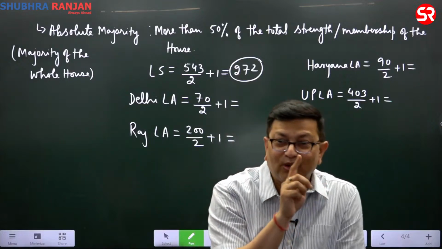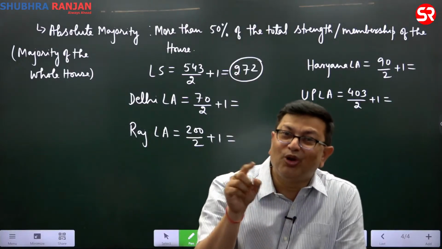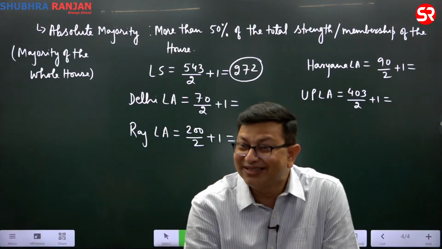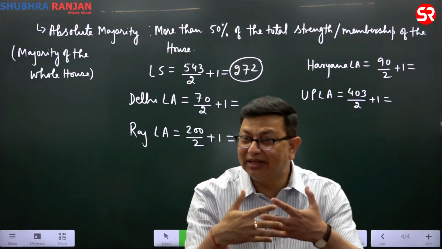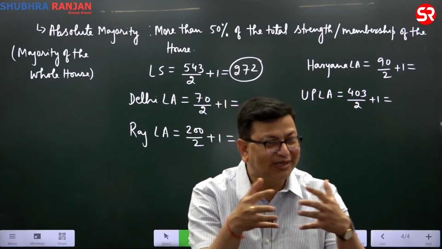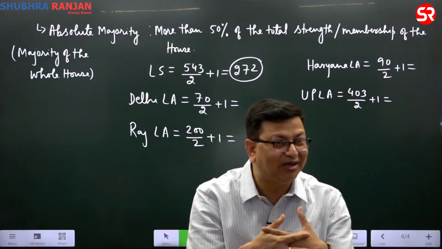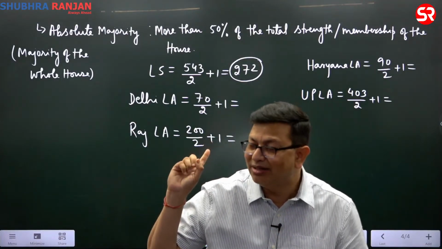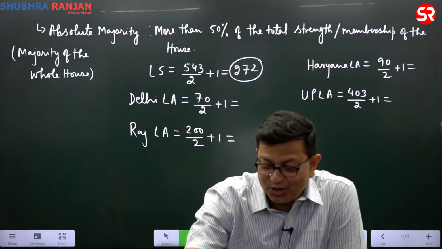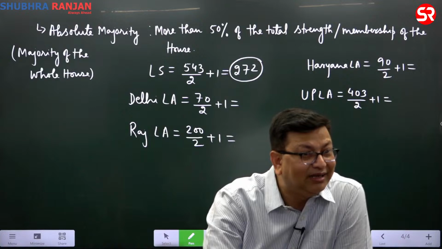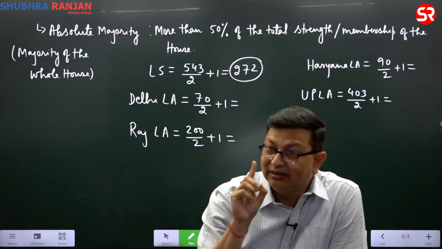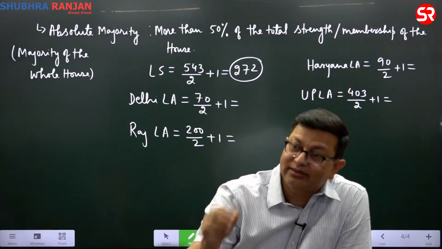And if none of the political parties or pre-poll coalitions gets a majority, then a post-poll coalition takes place. The alliance after the election, that takes place, post-poll coalition. So if 3 or 4 political parties combine together later on and they get the number 272, then obviously their leader will be appointed as the prime minister. So for the formation of the government, we require this absolute majority. Did you understand? This is the concept of absolute majority.